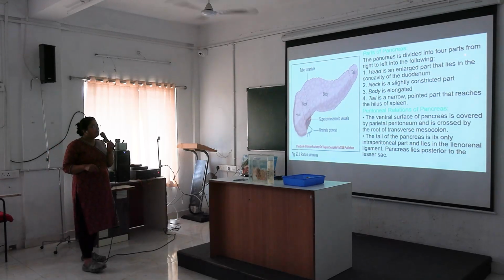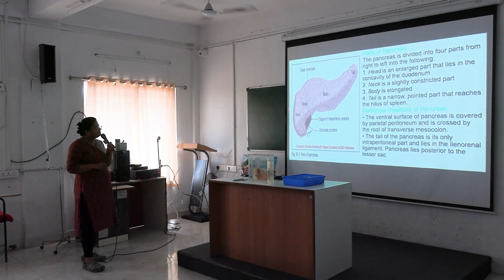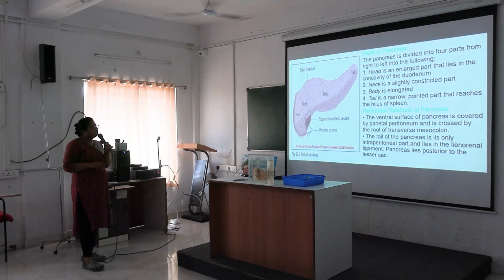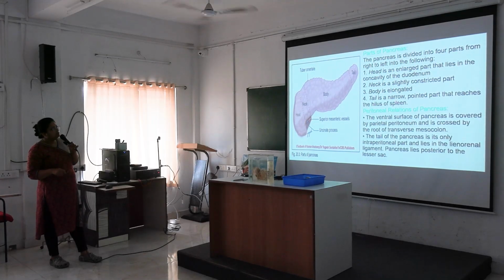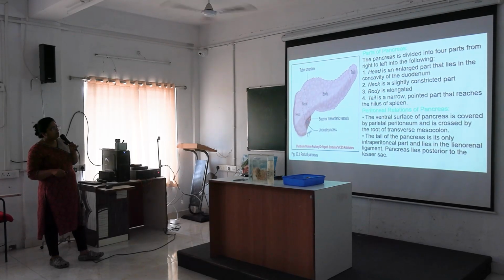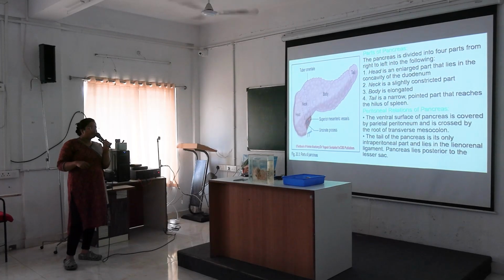So the pancreas is divided into four parts from right to left. Head is the enlarged part that lies in the concavity of the duodenum. Neck is the slightly constricted part. Body is elongated. Tail is the narrow pointed part that reaches the hilum of the spleen. Next we are going to the peritoneal relations.